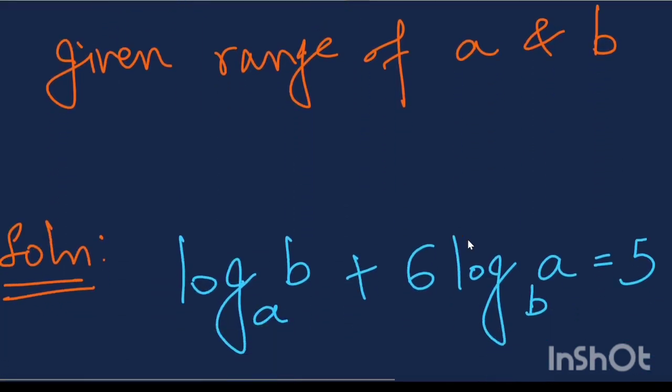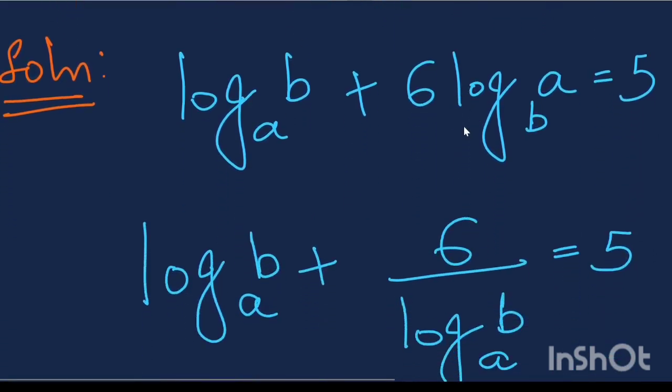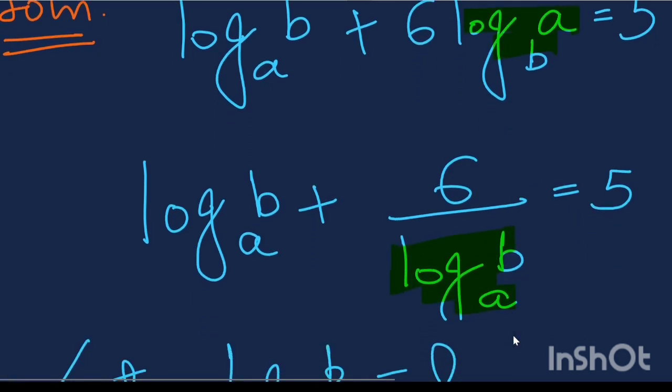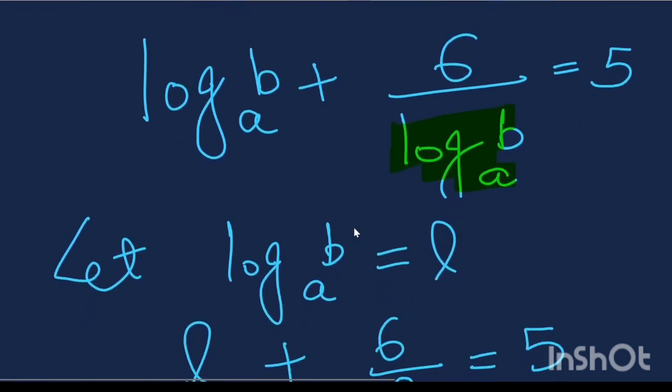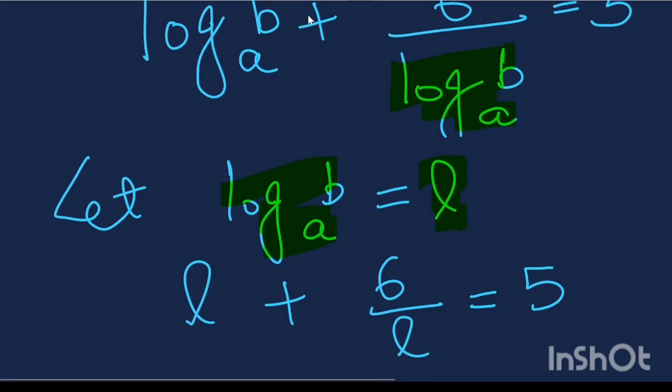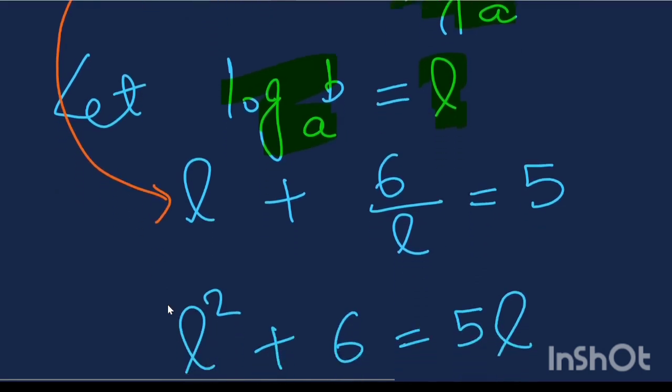So starting from the solution, let's start from the given equation. We will write log a base b using the base changing as 1 upon log b base a. Okay, let's say this is L. We are using L just for simplification in writing. It doesn't serve any conceptual purpose. So this equation in log is basically converted to an algebraic kind of equation: L plus 6 by L equals 5.